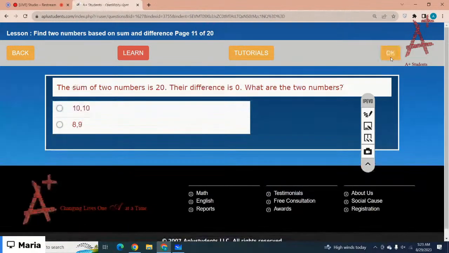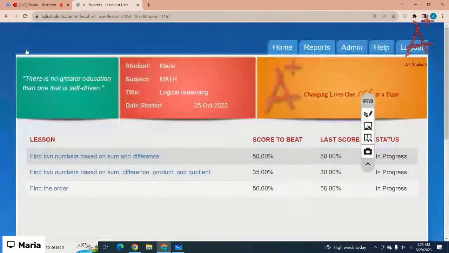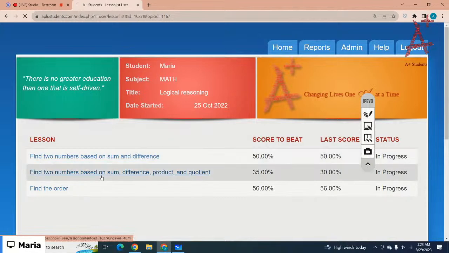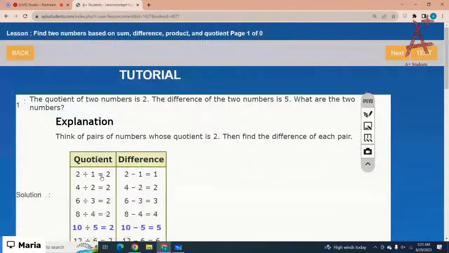Okay, you can complete the lesson by yourself later today. Let me just move on to the next lesson. Okay, the next lesson is find two numbers based on sum, difference, product and quotient. Earlier we did just sum and difference, right? Now you have sum, difference, quotient, and product is also involved. All the four basic operations are involved now, right?